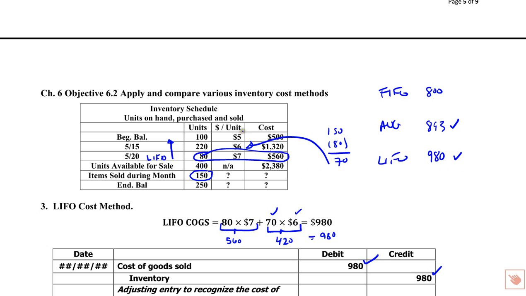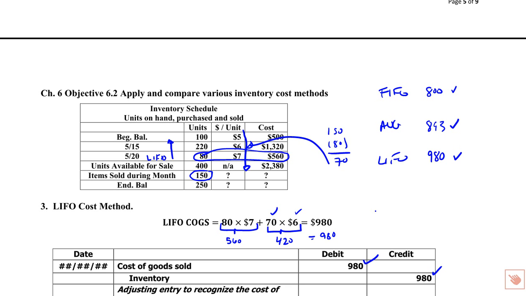Why does that make sense? Well, the prices are increasing here. See, 5, 6, 7 going up. So if you're using more of the expensive inventory for your cost of goods sold, then your LIFO is going to be higher, and your FIFO is going to be lower. If it were flipped, and you had $7, then 6, then 5, then you get the exact opposite result, where the number wouldn't be exactly the same, but the FIFO would be larger and LIFO would be smaller.